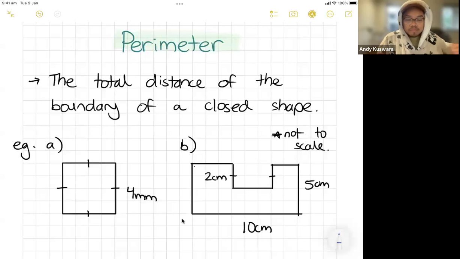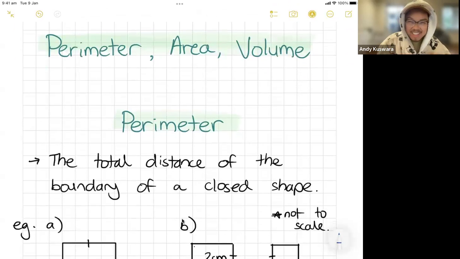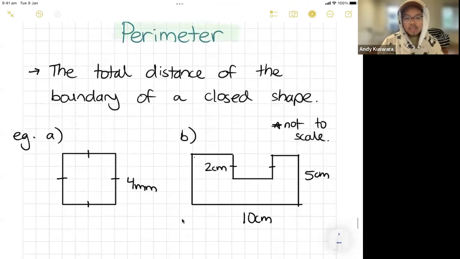Yeah, we are recording. Okay, today we're talking about perimeter, area, volume. We're starting this new subtopic within measurement. This is where you've got all your different formulas about perimeter, area, and volume. Okay, now today is just perimeter.